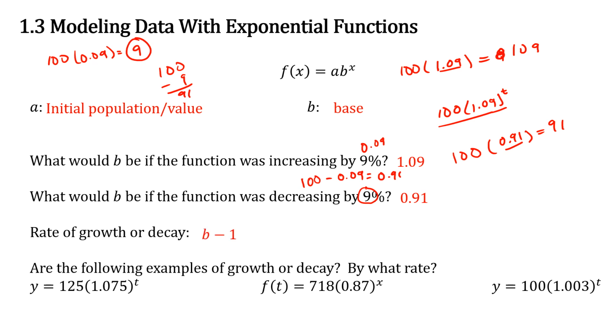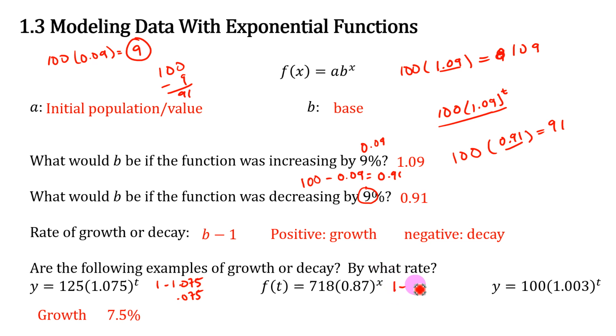So the rate of growth or decay is whatever b is minus 1. So here, b is 1.075, so I do 1 minus 1.075, and I get negative 0.075. Positive is growth, negative is decay, so I'm growing here by 7.5%. So here, I do 1 minus 0.87. Students want to tell me I'm decreasing by 87%. I'm getting 87% of my original value, so I'm losing 13%. So I'm going down by 13%.